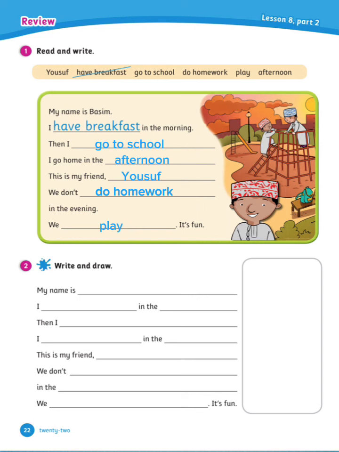Exercise number 2. Write and draw. Draw yourself in this box. Then, fill in the blank with similar words in exercise 1. I'll show you my answers as an example.